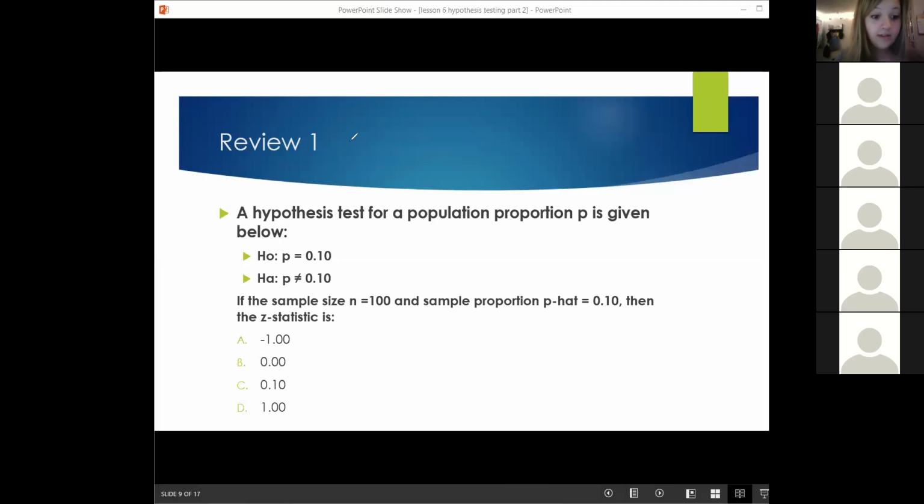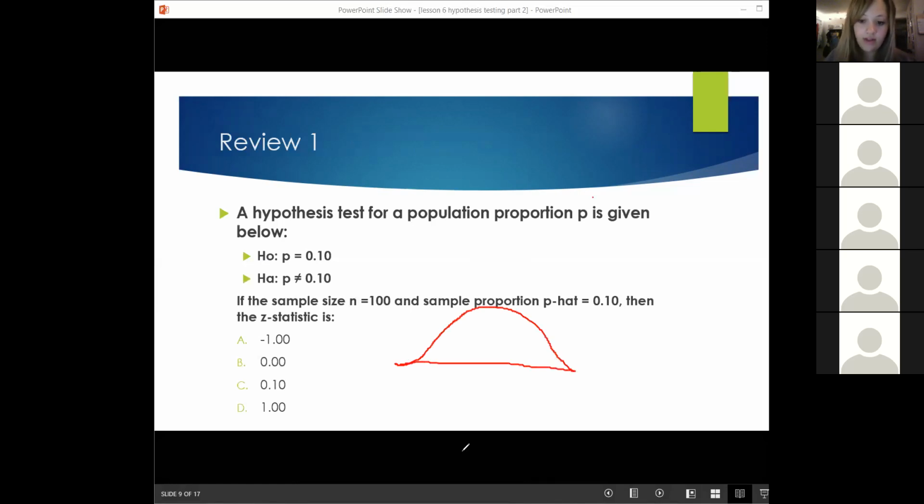Okay, good job, guys. All right, so let's look at this. Remember, when we are trying to standardize something, we're trying to take what we got from our normal curve and from our different tests, and then standardize it to a z-curve. I always like to think of it as normal curves on top of one another.